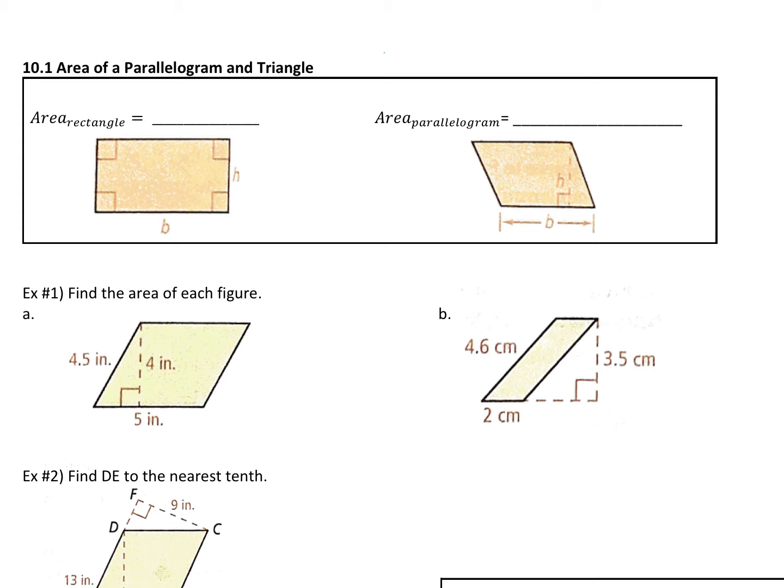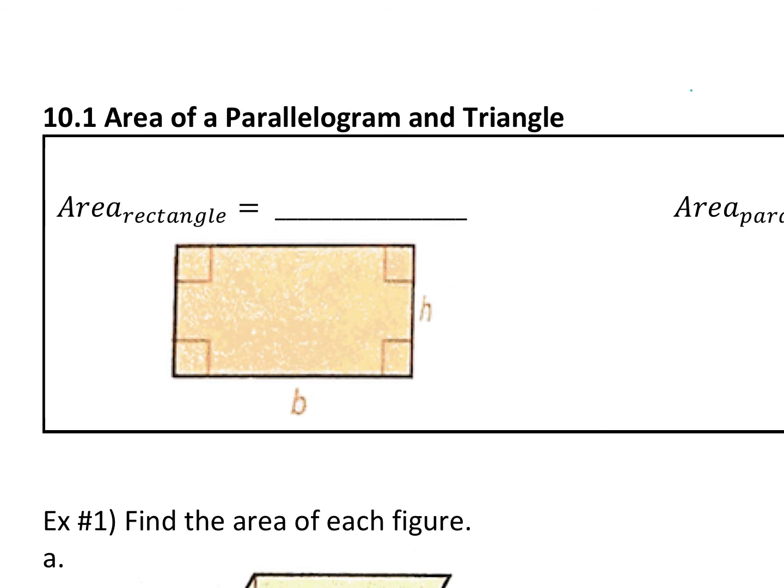All right, are we good now? Everyone got it? Okay. You should be able to tell me this first formula. How do you find the area of this rectangle? B times H. Base times height, right? B for base, H for height.